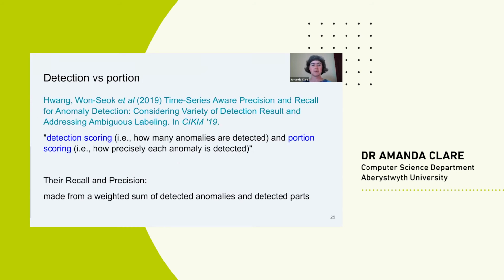This next work was in CIKM 2019, Time Series Aware Precision and Recall for Anomaly Detection. And they looked at how many anomalies are detected and how precisely each anomaly is detected. So they broke it into, can we find it? And what portion of it did we find? And that's very much the same as what we have in Nick's work, where we're looking at a measure of detection that says we must have at least 75% detected. And again, they have weighted sums of these parts.